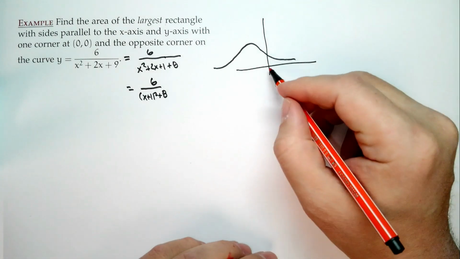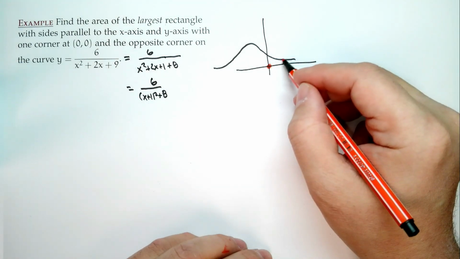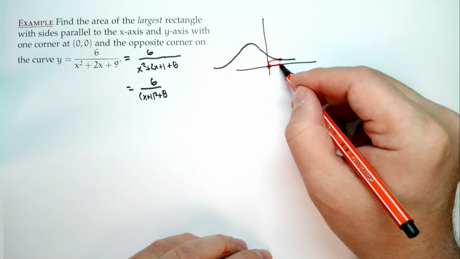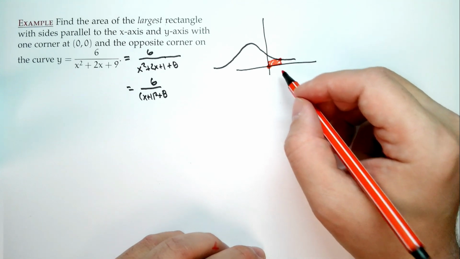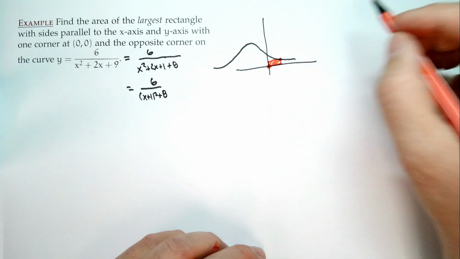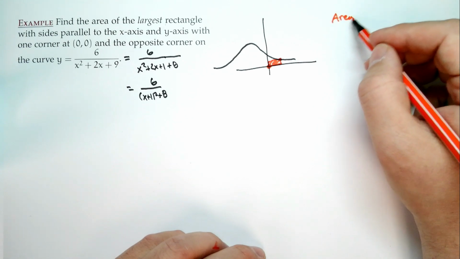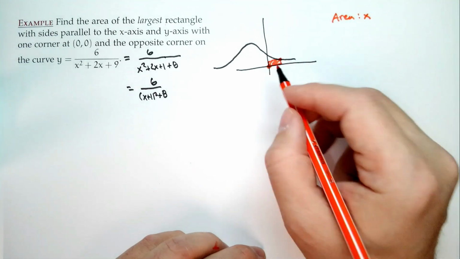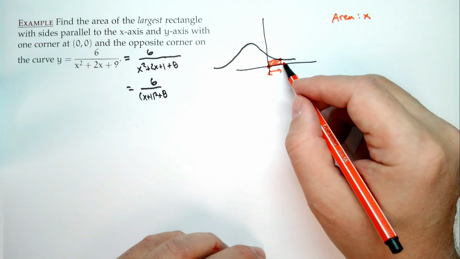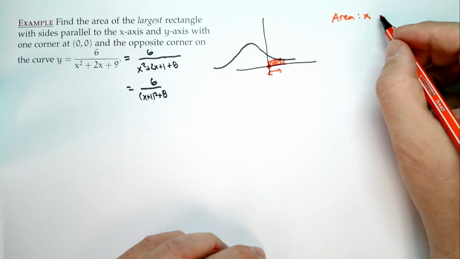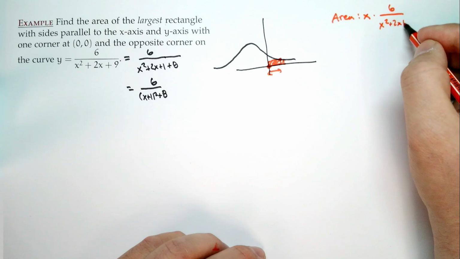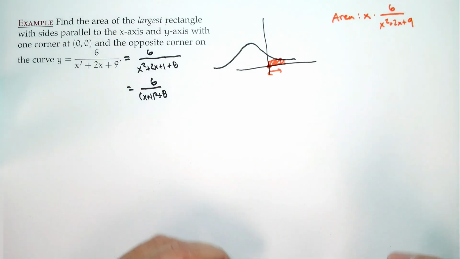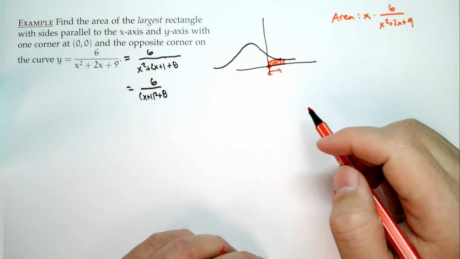So I'm going to start at the origin and go to some point and make a little box. Okay, what's the area? The area of my box is simply x, which is this length here, times my f of x, so 6 over x squared plus 2x plus 9. So there's our function. That's what we have to optimize.